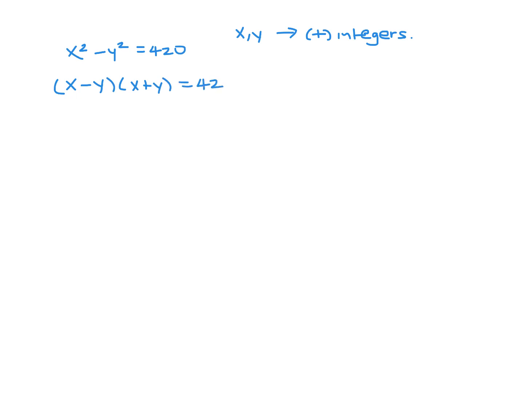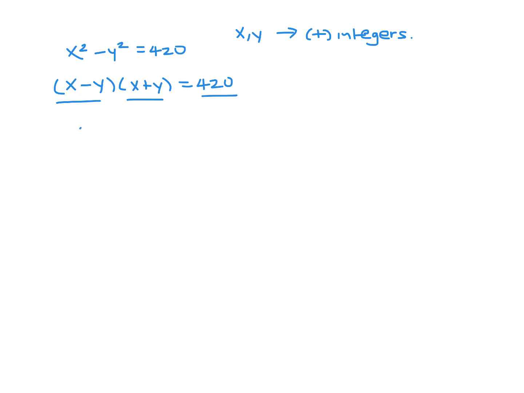X squared minus y squared is 420. All right. And keep in mind that x and y are positive integers. So that's important. So the first thing I thought was, okay, factor this out, and then let's see where we go from here. So we have this times this is 420.